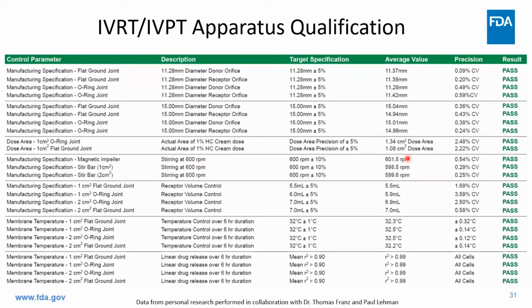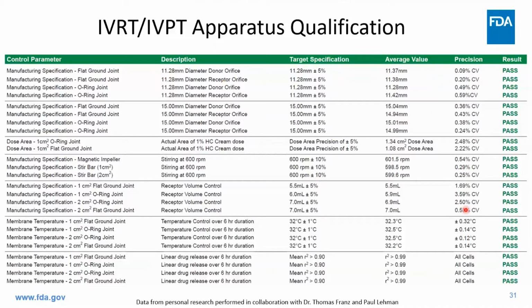In fact, the actual measurement was very, very tight. These often use clock motors that are very precise with a very tight percent CV. I talked also about measuring the orifice diameters relative to the nominal. So there was a target specification, and it came in with pretty tight CV. Looking at the receptor volume, there were some nominal targets here, actuals and percent CV.